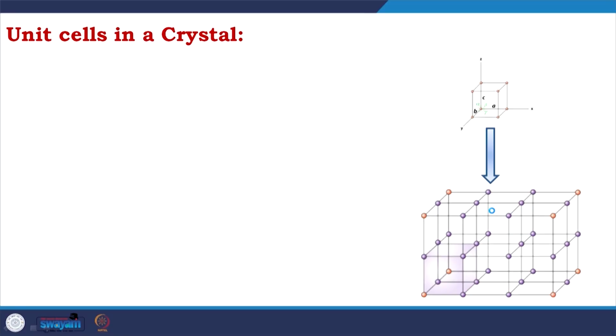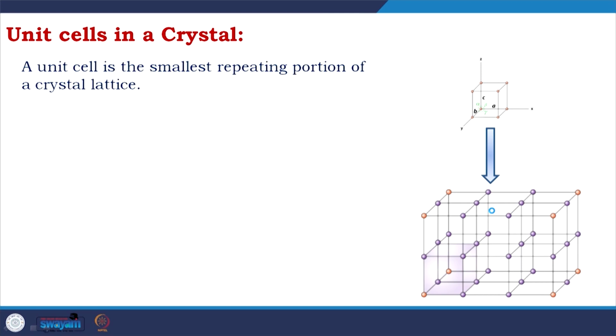Unit cell in a crystal. Unit cell is very important. A unit cell is the smallest repeating portion of a crystal lattice. Remember, I talked about crystal. Crystal is an array of things, suppose it is an array of pens. In one unit cell there might be 1, 2, 4 pens. It is not necessary that in the unit cell the number of pens, or in the case of a protein crystal the number of proteins, should be 1. It might be more than 1.